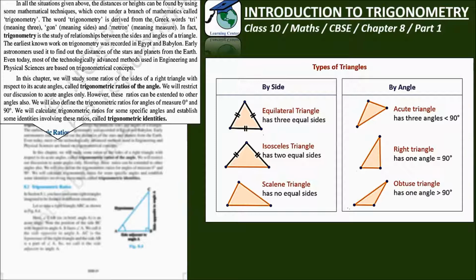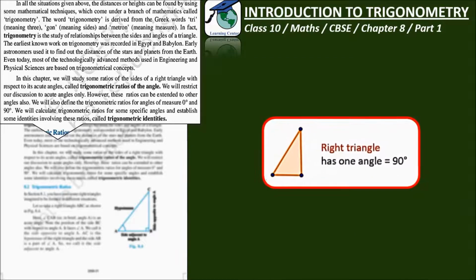And again, this chapter is limited to right angle triangles. So we will learn only about the right angle triangle in this chapter. Also, the trigonometric relations are limited to only acute angles. That means we will learn the trigonometric relations of only those angles which are less than 90 degrees.